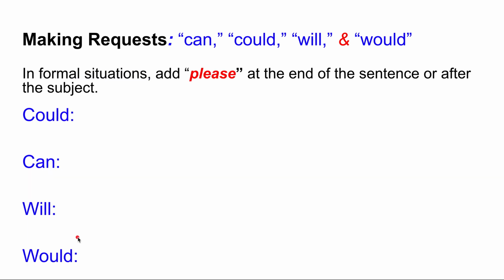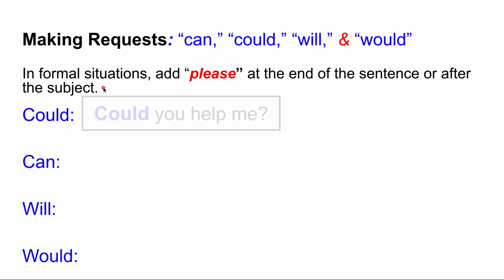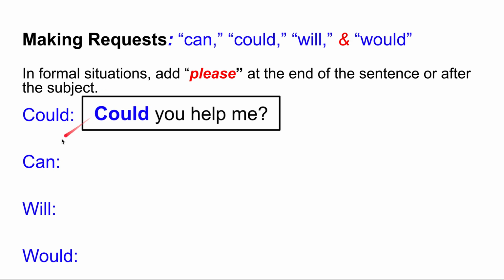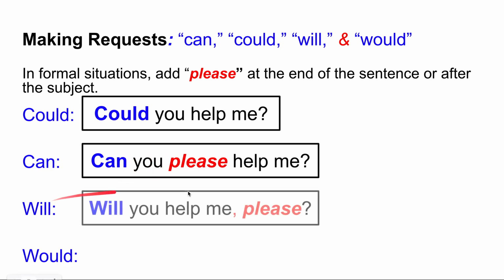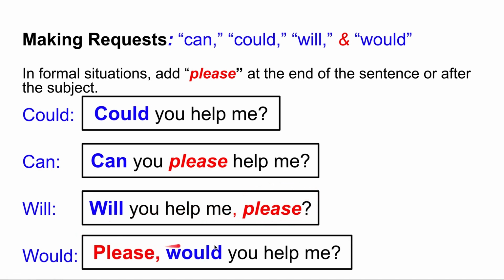Okay. In formal situations, we can also add please at the end of the sentence or after the subject or at the beginning of the sentence. For example, could you please help me? Can you please help me? After the subject. Would you please? Will you help me please, at the end of the sentence, and at the beginning? Please, would you help me? Okay? It also goes at the beginning. All right? So, after the subject, at the end of the sentence, or at the beginning of the question.